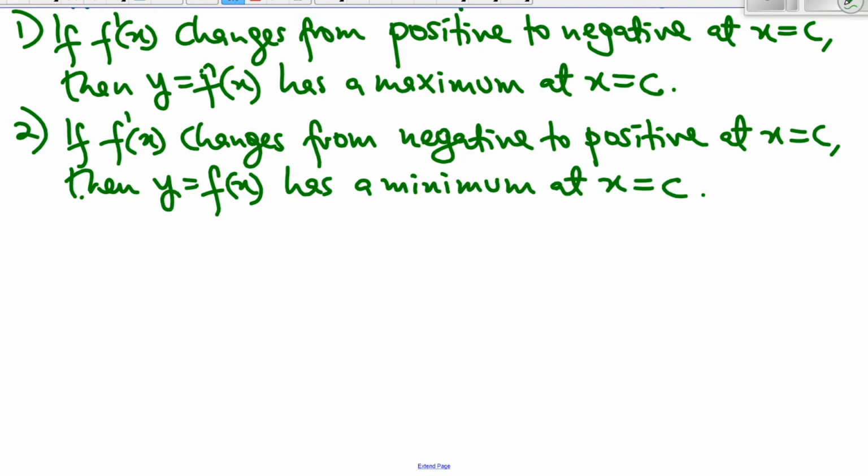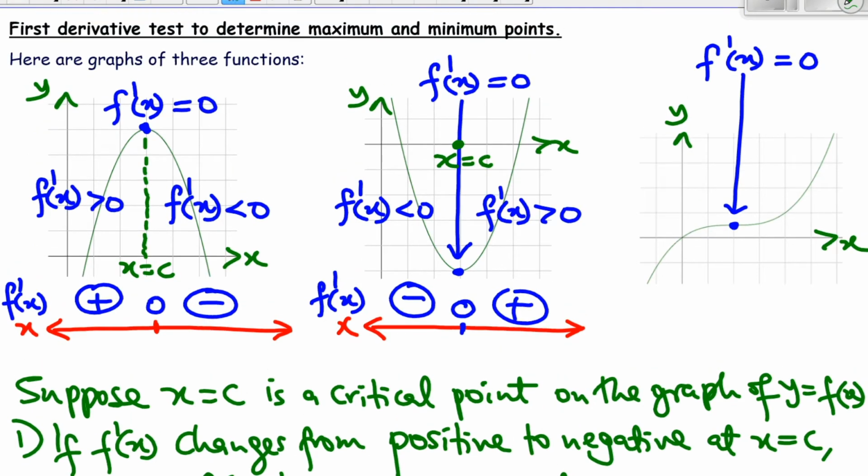Okay, how about the third graph? Now for the third graph, we can notice that on the left, the first derivative is greater than 0. Okay, the slope is positive, and here the slope is positive. So how can we represent this on the sign diagram? We can represent it this way.